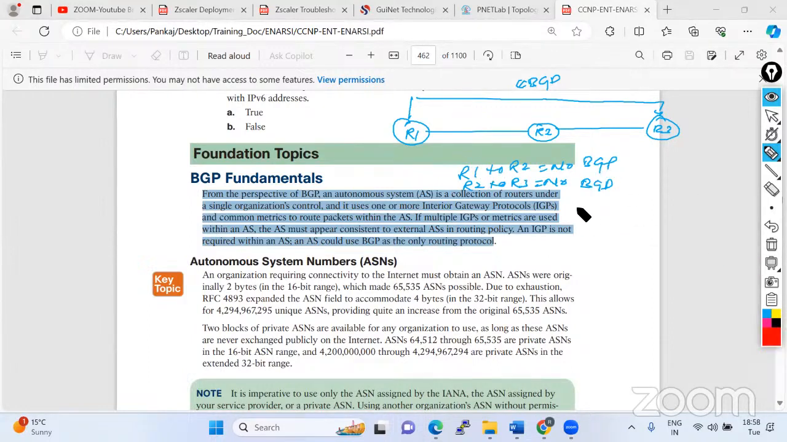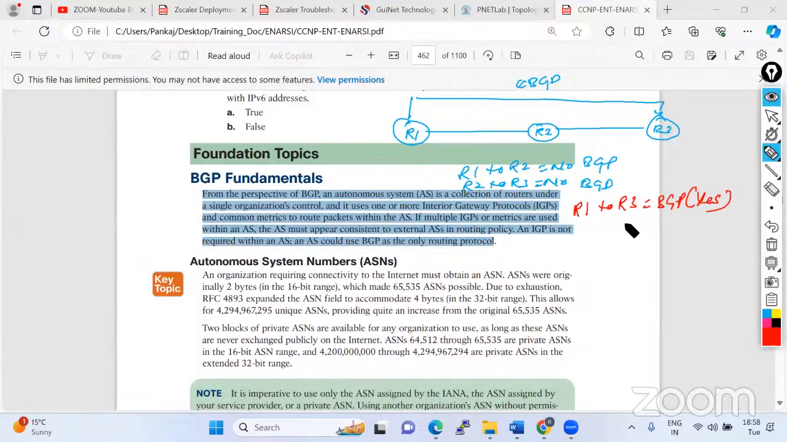So you can understand it very easily. The question is, you have to make BGP between R1 and R3. First question, is it possible? Just ask yourself, can I make this BGP session directly between R1 and R3? The answer is yes, it is possible. We can do that. Why?